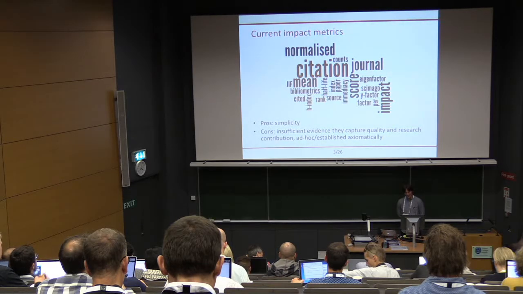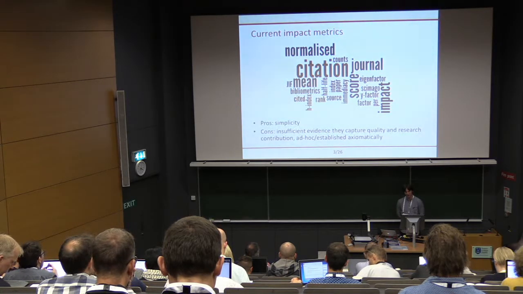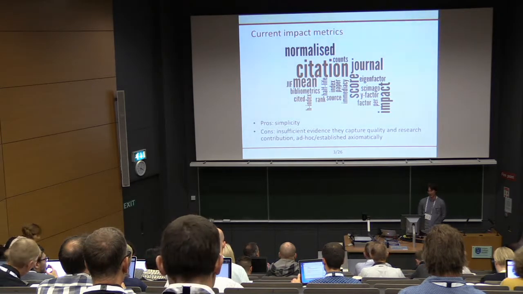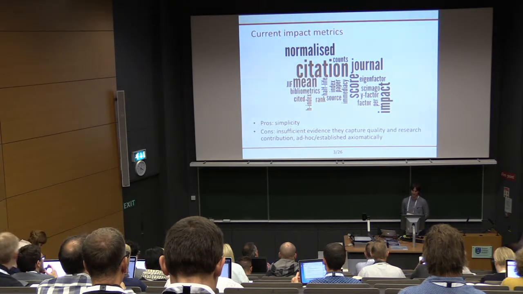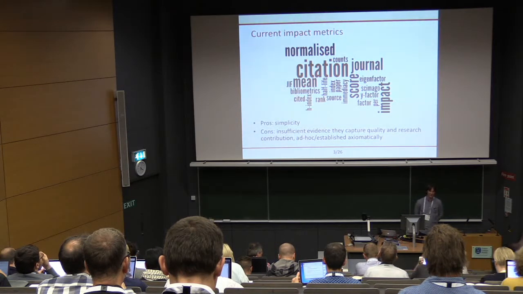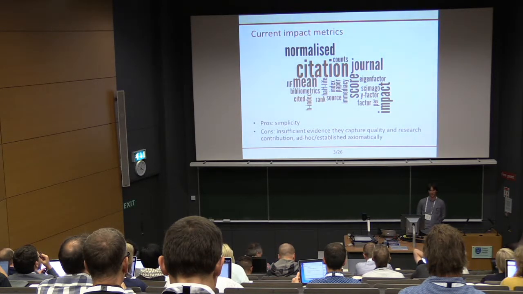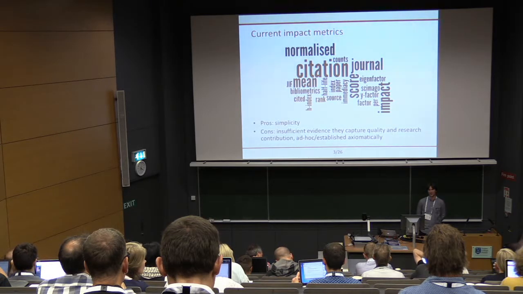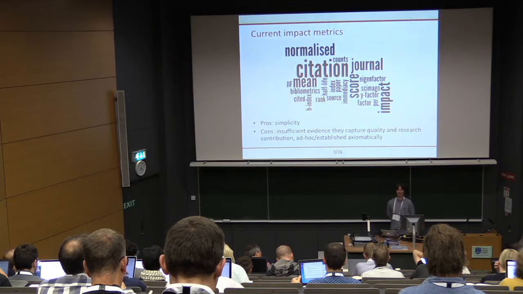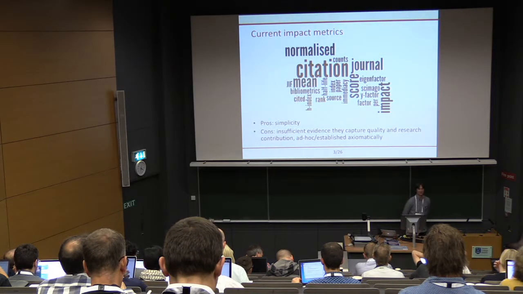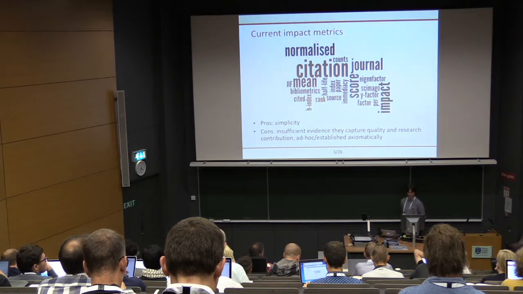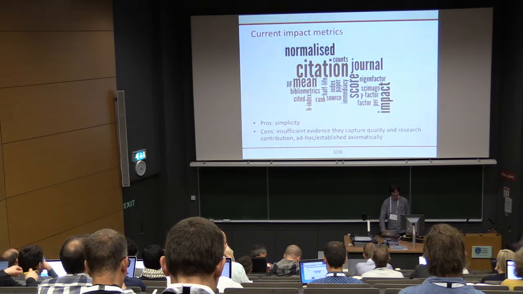But they have a lot of problems as well. The main problem is that there is insufficient evidence that they actually capture quality and research contribution. They are ad hoc, and I would argue that they have been established completely axiomatically by saying, okay, this is how we calculate research impact. But there has been no data-driven validation that they actually correspond to quality. We don't see that evidence.